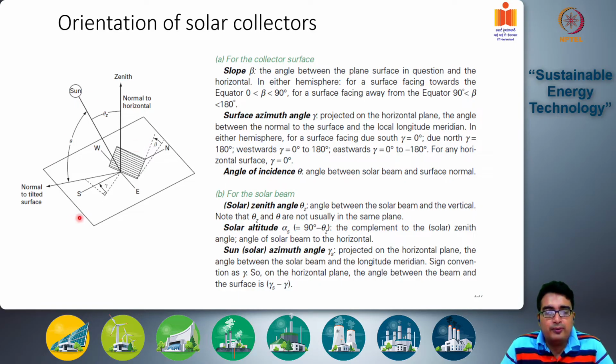So this is our ground. This is the north, south, west, east axis. So this side is north, this side is south, this side is west, this side is east. And the solar collector is inclined at an angle beta with respect to the ground, as you can see here. Furthermore, this solar collector is not pointing directly in the north-south direction, but is inclined at a certain angle with respect to the north-south direction, and this inclination angle is gamma.